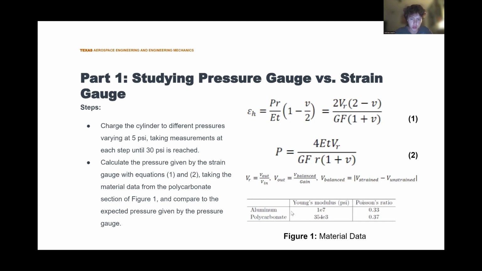We're also going to use the data for the polycarbonate material down here in figure 1, and we're going to use these two equations, 1 and 2, to calculate the pressure given by the strain gauge.